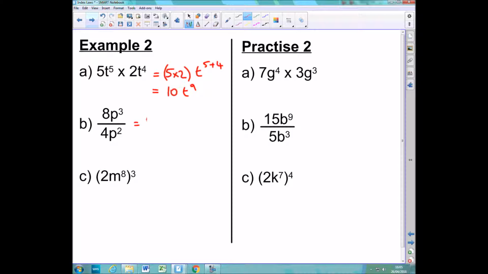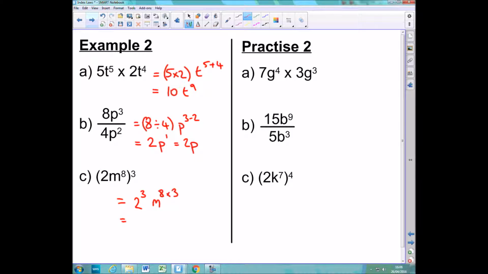So again, I'm just going to divide my numbers normally, 8 divided by 4, and I'm also going to take away the powers because they're being divided. So here I've got 8 divided by 4, which is 2, p to the power of 3 minus 2, which is 1, so I can just write that as 2p. Finally, I have got 2m to the power of 8, all to the power of 3. Now, this is one that people make a lot of mistakes on, because firstly, we've got to power that 2 up. So it's 2 to the power of 3. And then we're going to do m to the power of 8 to the power of 3. Remember, we've got to times the powers, 8 times 3.